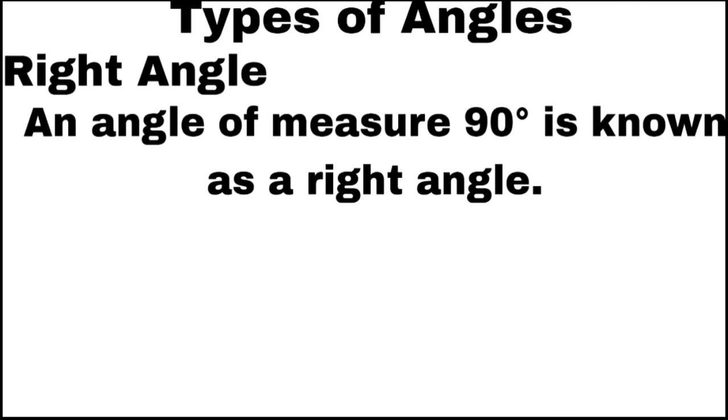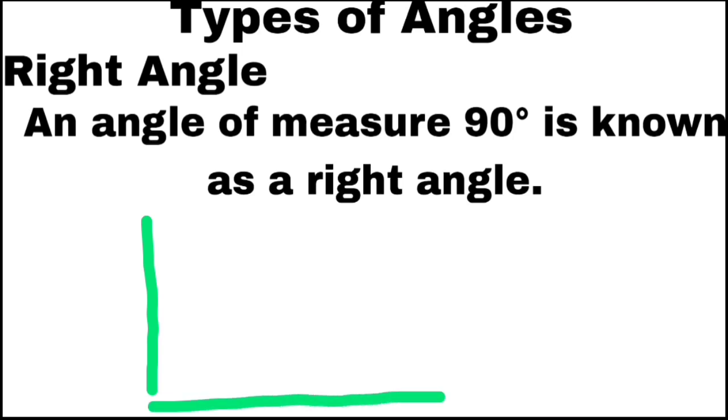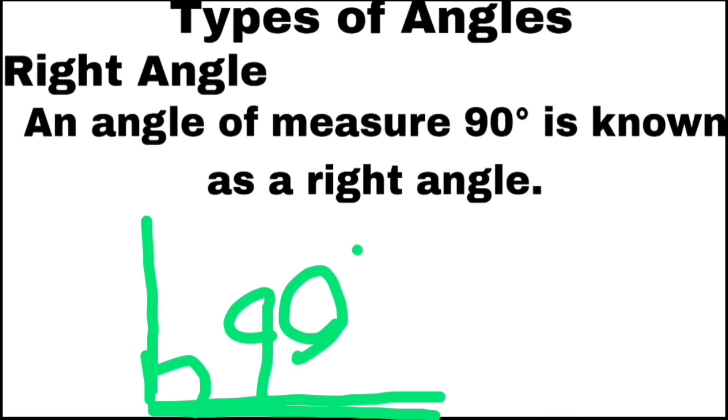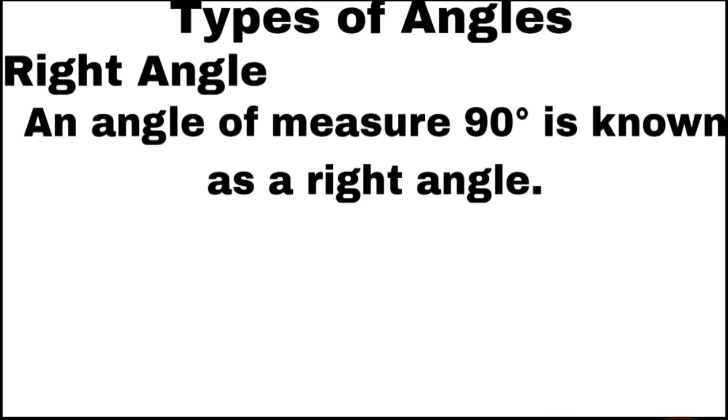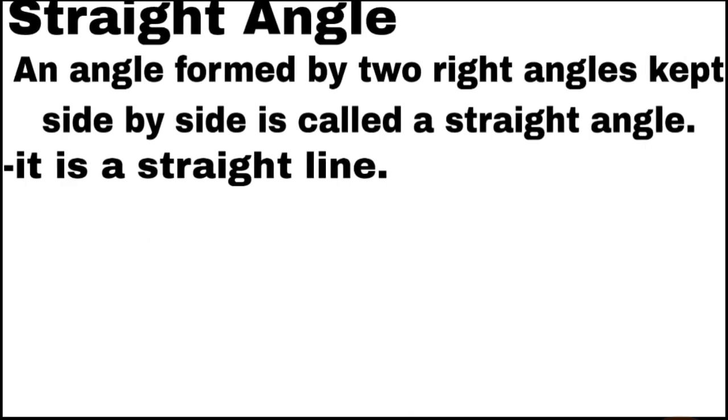For example, this is a horizontal line and this is a vertical line, like row and column. Where the row and column meet, we draw the right angle here, and it is 90 degrees. Where one line meets another line at 90 degrees, that angle is called the right angle.